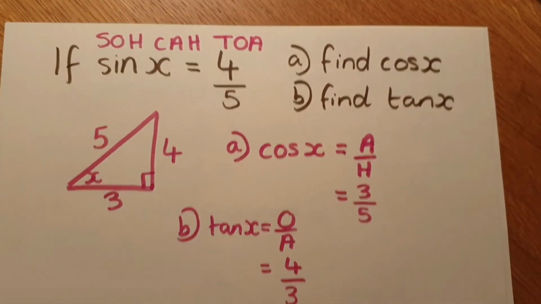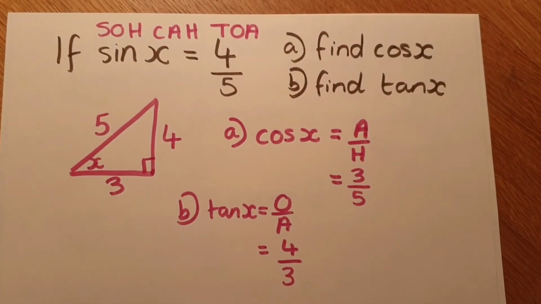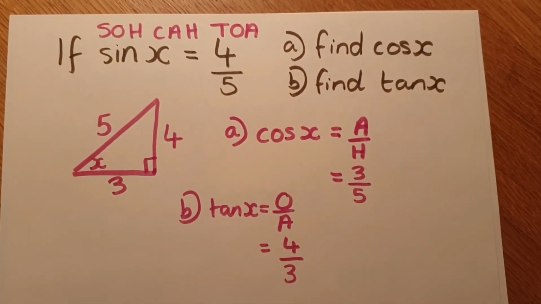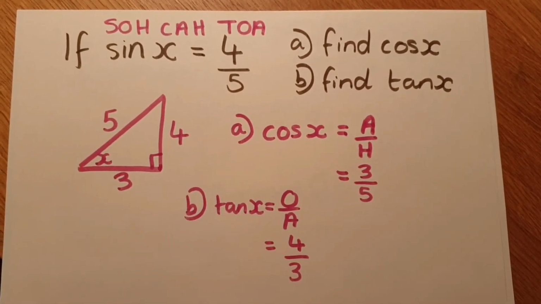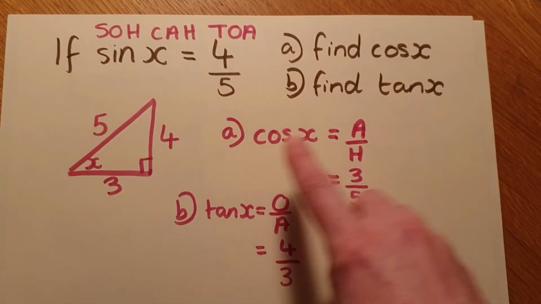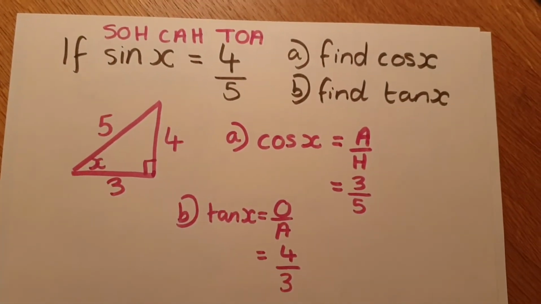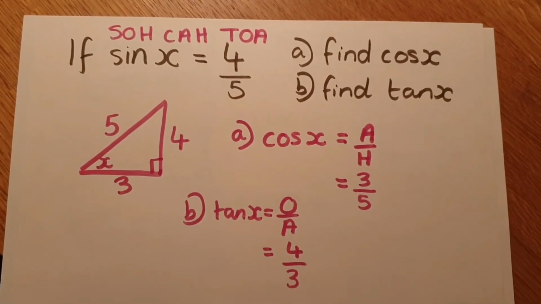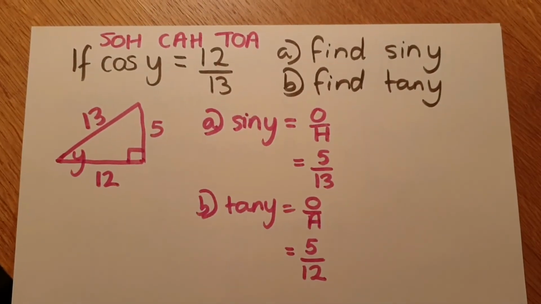And the 5 is in the hypotenuse position. Now, how did I get the 3? I got the 3 from just Pythagoras. So 5 squared take away 4 squared is 9, and the square root of 9 is 3. So now it's really easy to go find cos and tan. Cos is CAH, so adjacent over hypotenuse. So my adjacent is 3, my hypotenuse is 5, and that's where the 3/5 comes from. Tan is TOA, so opposite over adjacent, so 4/3. Because 4 is opposite and 3 is adjacent to the value x that's on the diagram.